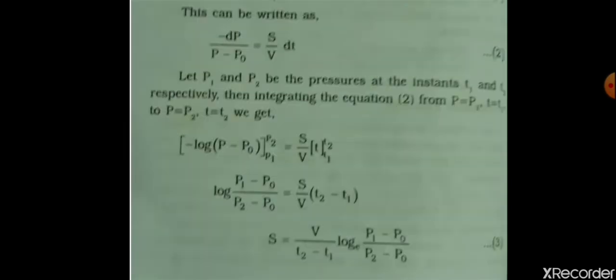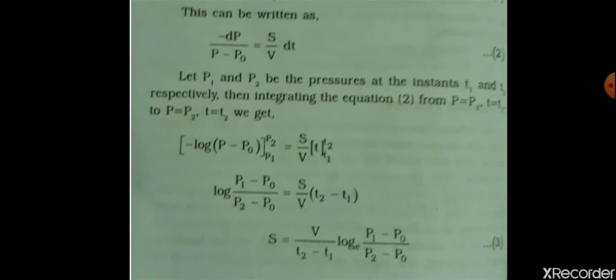This can be written as minus dP by (P minus P naught) is equal to S by V into dt. Call it equation 2. Let P1 and P2 be the pressures at instants of time T1 and T2 respectively. Then integrating equation 2 with limits P equal to P1 to P equal to P2, and time T equal to T1 to T equal to T2, the integration looks like this: minus log of (P minus P naught) with limits P1 to P2 is equal to S by V into T from limits T1 to T2.